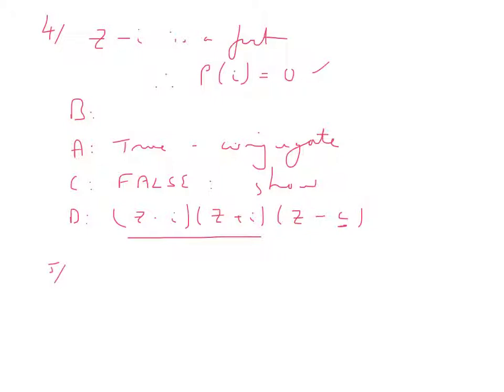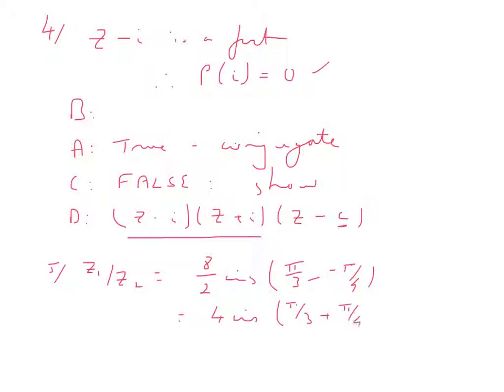Squeezing in question 5 if we can. We are looking for Z1 divided by Z2. So that would mean you've got 8 divided by 2 because you're dividing the R values. Cis. You then have the first angle minus the second angle, which means we end up with 4 cis. So it'll be pi on 3 plus pi on 4. So that's 4 cis, that's 4 twelfths, 3 twelfths. So what have we got? 7 pi on 12. So the option is D.